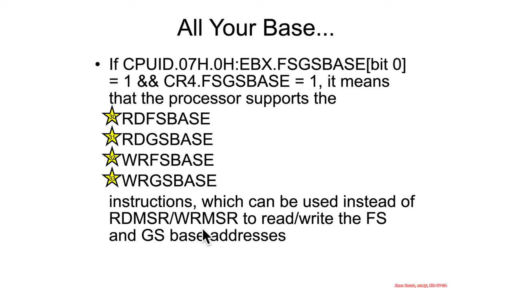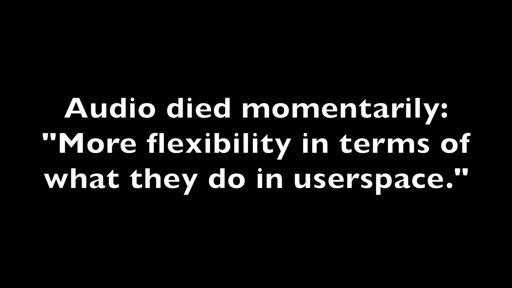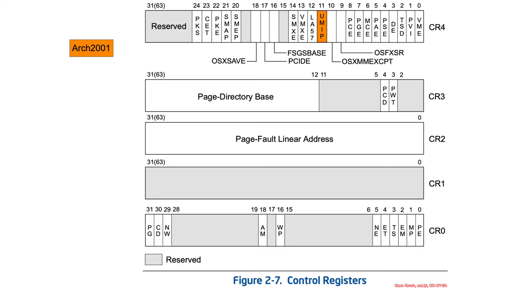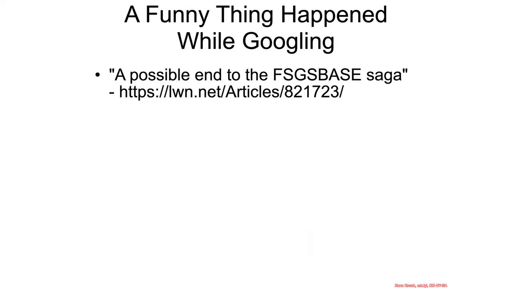This gives operating system makers a little more flexibility in terms of what they do in user space. That is where we find the FSGSBASE bit, and that has to be set to 1 in order for those assembly instructions to work.